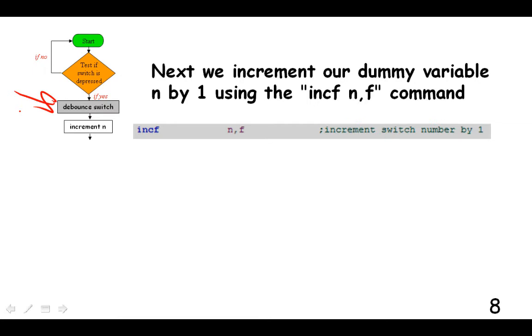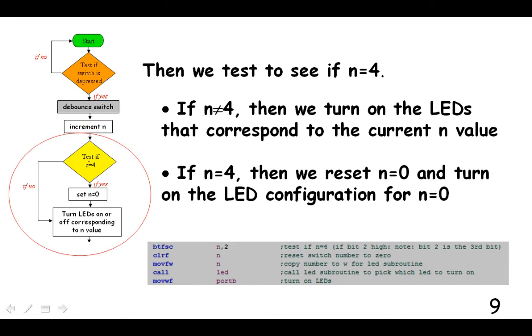Okay, the next part of the program, we increment our dummy variable. Remember we had set it at -1? Well, now we increment it by 1, so it'll go up to 0. And then from then on, it's just going to go from 0 and cycle through these numbers that we're going to tell it to go through. Then it'll test to see what n is. And if n hasn't made it up to 4 yet, if it's no, it skips this statement right here and turns on the LED that corresponds to the number that n is. And I'll show you how that happens in a second.